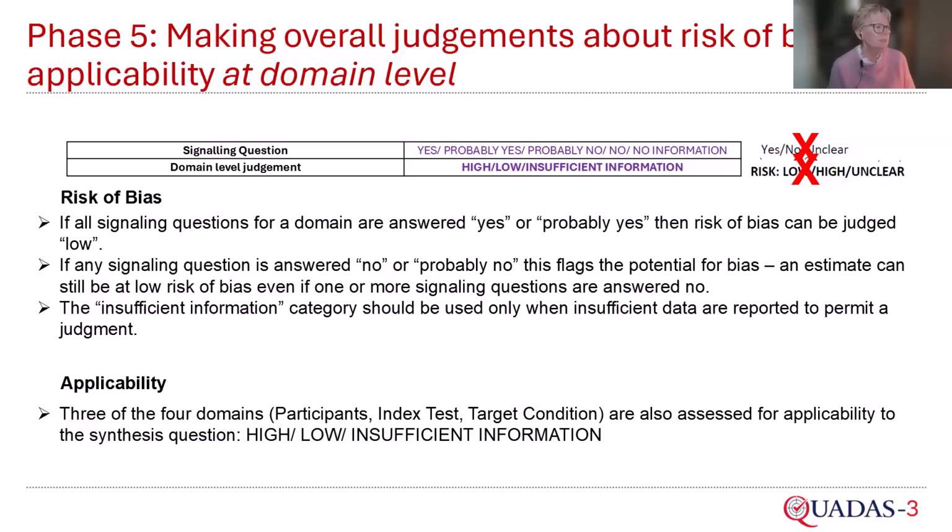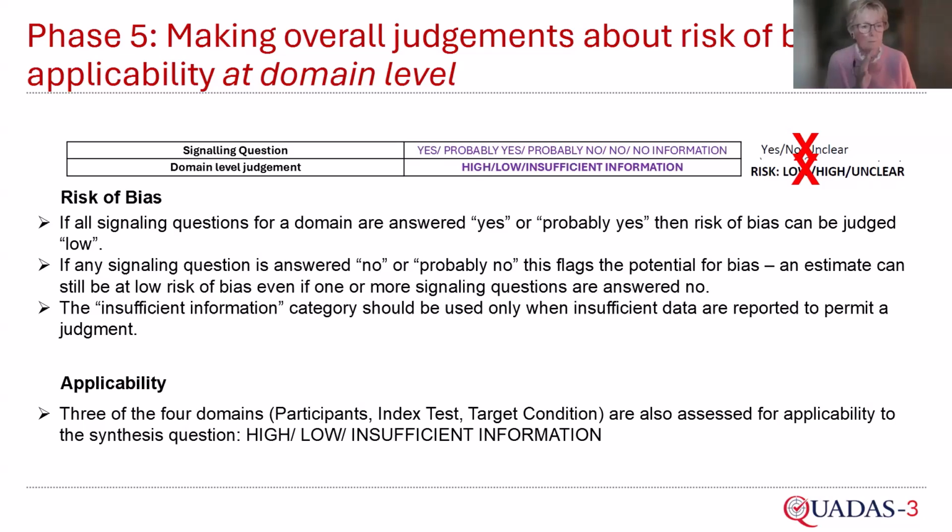Generally speaking, if all signalling questions for a domain are answered yes or probably yes, then the risk of bias across the signalling questions, so at the domain level, would be judged as low. And if any signalling questions are answered no or probably no, this flags the potential for bias. An estimate at domain level could still be at low risk of bias, even if one of the signalling questions is answered no or probably no.